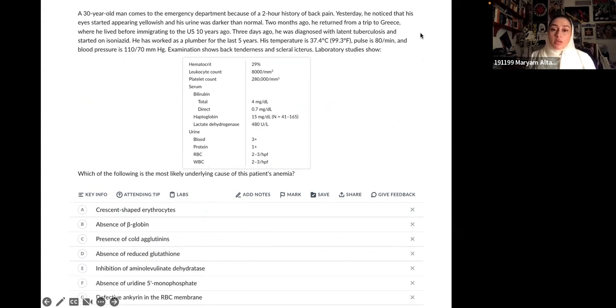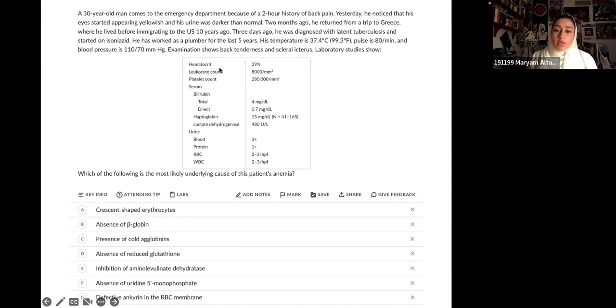So a 30-year-old man comes to the ER because of a 2-hour history of back pain. Yesterday, he noticed that his eyes started appearing yellowish, so that's very important, and that his urine was darker than normal. Three days ago, he was diagnosed with tuberculosis and started on isoniazid. That's important, so a new start of a medication. He worked as a plumber for the last 5 years. Temperature is normal, vitals stable. Examination shows back tenderness and scleral icterus.